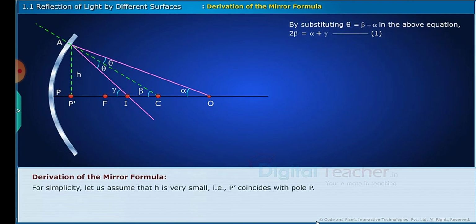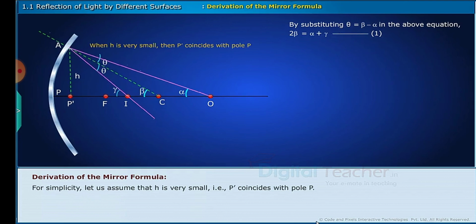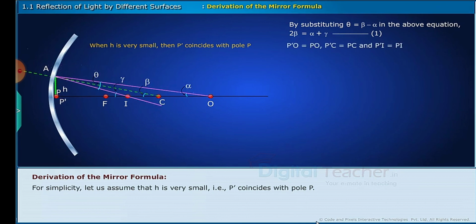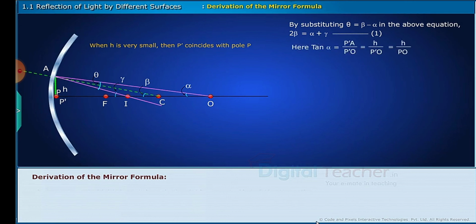For simplicity, let us assume that H is very small, that is, P dash coincides with pole P. Then P dash O is equal to PO, P dash C is equal to PC, and P dash I is equal to PI. And the angles alpha, beta and gamma are small enough to be treated as tan alpha, tan beta and tan gamma. Here, the values of tan alpha, tan beta and tan gamma are shown on screen.